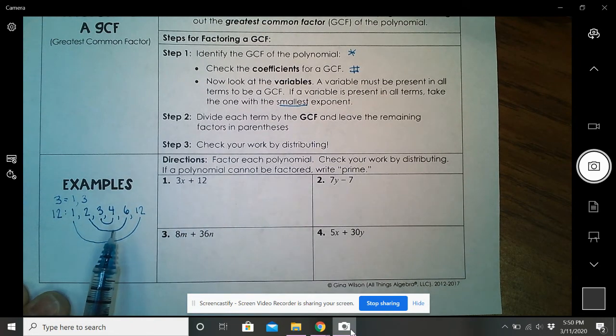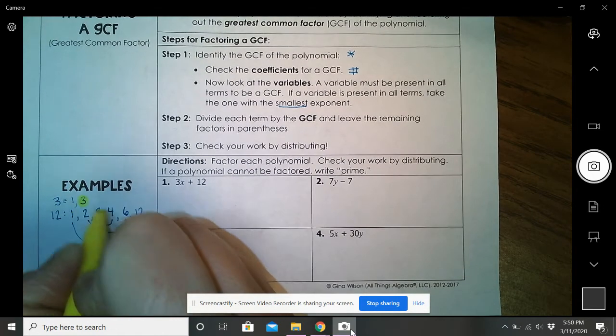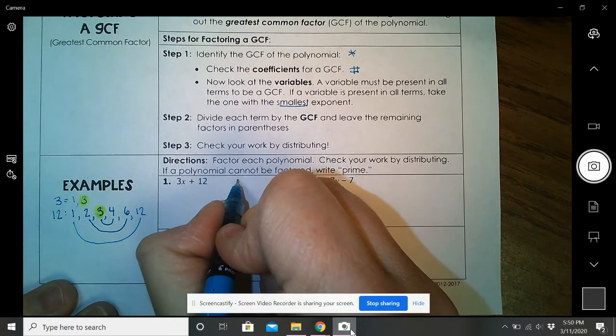I'm showing you this in this kind of rainbow format because every factor has a partner. 1 times 12 is 12. 2 times 6 is 12. 3 times 4 is 12. Well, when I'm looking for the GCF, I'm looking for the greatest common factor. So greatest means the biggest, and common means what's in both lists. So in this case, the biggest number that's a factor of both 3 and 12 is 3. So my GCF is 3.